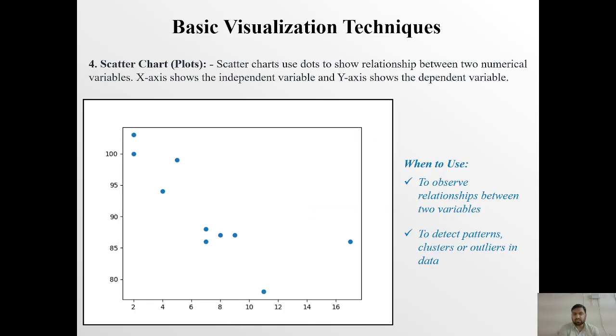Scatter chart, that is scatter plot. Scatter charts use dots to show the relationship between two numerical variables. The x-axis shows the independent variable and the y-axis shows the dependent variable, as you can see in the picture. When to use: to observe relationships between two variables, to detect patterns, clusters, or outliers in data.